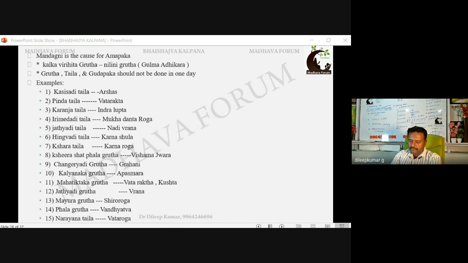Next formulation is Shadbindu Taila. Chakradatta reference. Shiro Roga Adhikara. Main ingredients: the key ingredient as a Bhavana Dravya, sorry, Drava, in case of Shadbindu Taila is Bhringaraja.